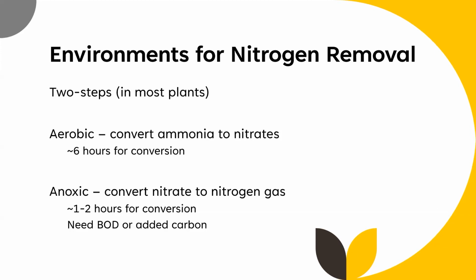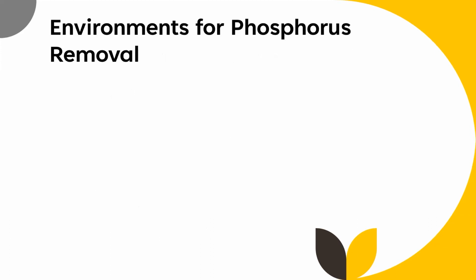Then you need some anoxic time, which is very, very low dissolved oxygen, where that nitrate is converted to nitrogen gas. You need about 1 to 2 hours for this conversion to occur. And you need to have some sort of carbon source. For most plants at the limits we're looking at in Kansas, you'll have sufficient incoming BOD in your influent to do this. Though for really low total nitrogen levels, or if you have very low influent BOD, you may need to add carbon to achieve this.